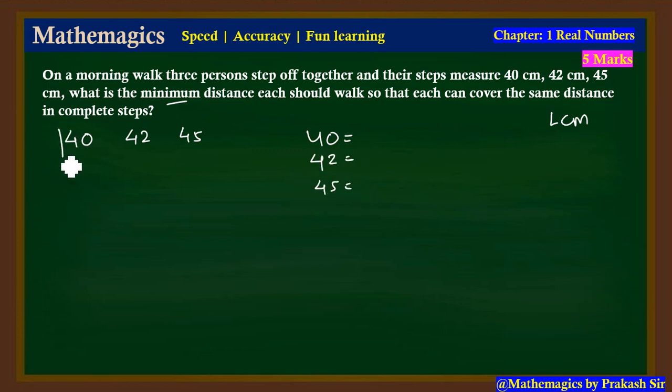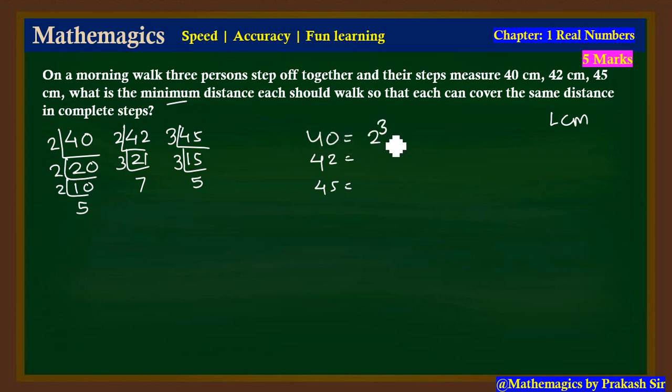So what are the factorizations? 2 will go 20, 2 will go 10, 2 will go 5. Here 2 will go 21, then 3 will go 7 is coming. Now 3 will go 15 is coming, then again 3 will go 5 is coming. So 40 can be written as 2 to the power 3 multiply 5. 42 is written as 2 into 3 into 7, and then the last one is 45, that is 3 to the power 2 multiply 5.